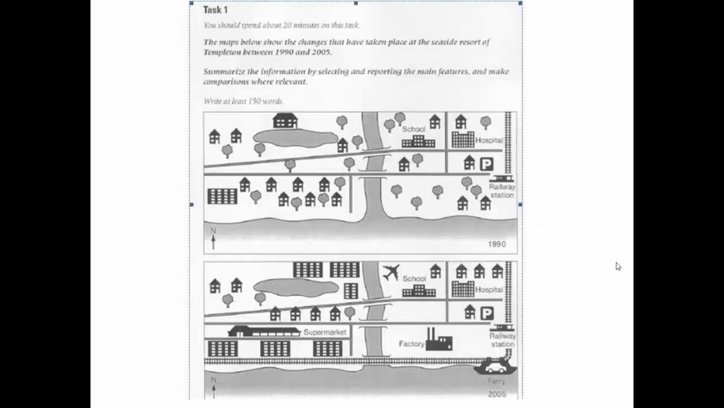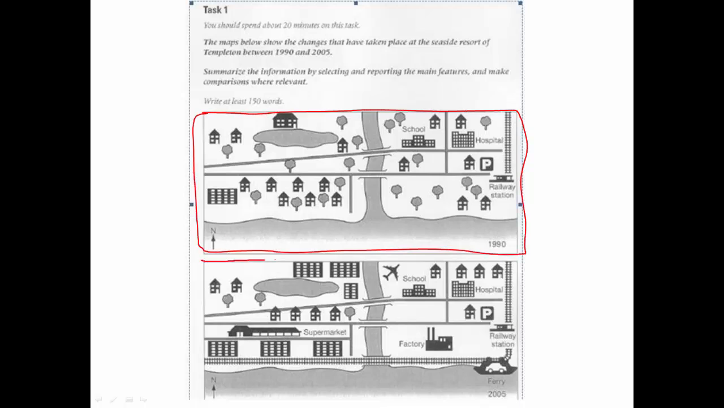So here is an example. I'm sorry that the quality of this is not very good. It's from a very old book, and there are not many sample answers, so sorry about the quality of this. So this is showing you a map in 1990. This map is also in the past, but it is the more recent past, 2005, and it's of the same place.